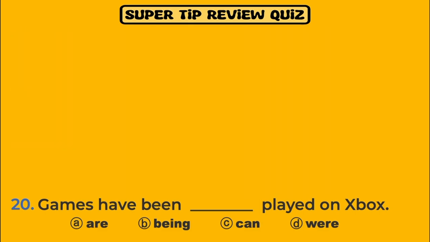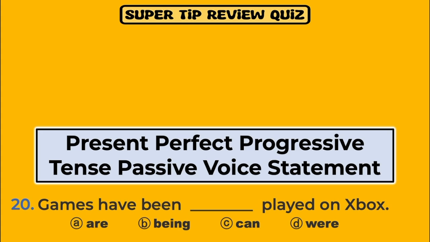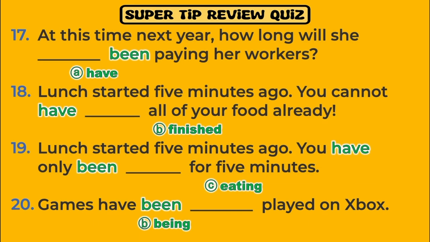Games have been played on the Xbox. Okay, this is confusing. This is present perfect progressive tense passive voice statement. Really confusing. Don't get confused. Look for the signal. Have been. Which one do you care about, have or been? You care about been. Been is from the be family. Be plus verb 4. There's your answer. Games have been being played on Xbox. That is it, folks. You've got them.